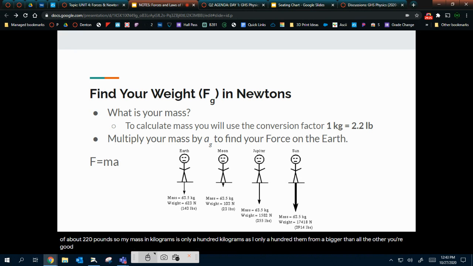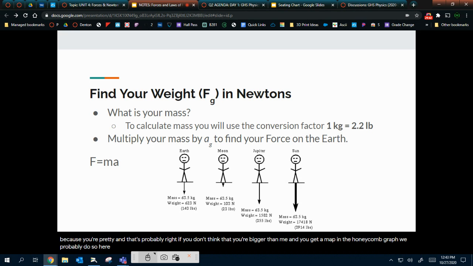So if you calculate your mass in kilograms and you get something bigger than 200, just look at me, and if you go, oh, okay, I'm bigger than Mr. Dupree, well, that's probably right. If you don't think you're bigger than me, and you get a mass bigger than 100 kilograms, you probably did it wrong.